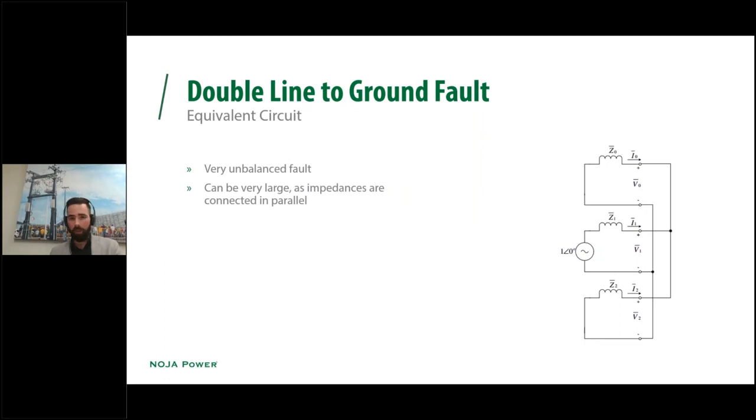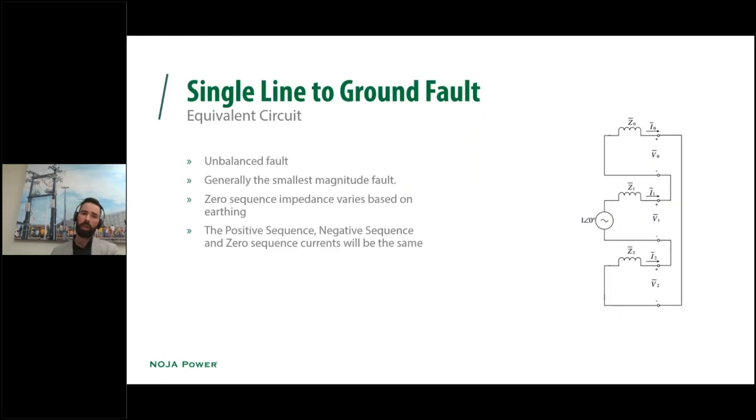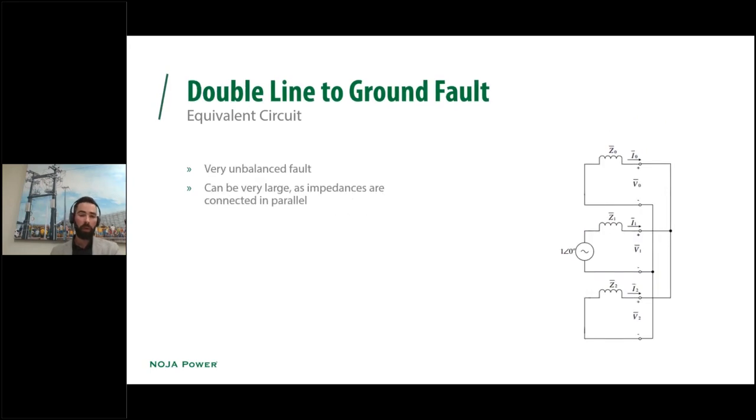Then if you look at a double line to ground fault or a single line to ground when you have earthing at both sides, you have a very unbalanced fault.